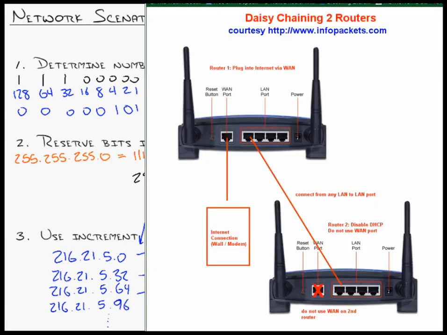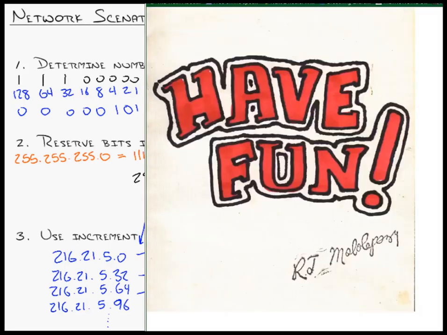Here's an example of 2 routers being daisy chained together. This is not the same as connecting 2 different subnetworks together. In this scenario here, looking at this picture, they're just looking to extend their network. So have fun assigning those IP addresses to those networks.